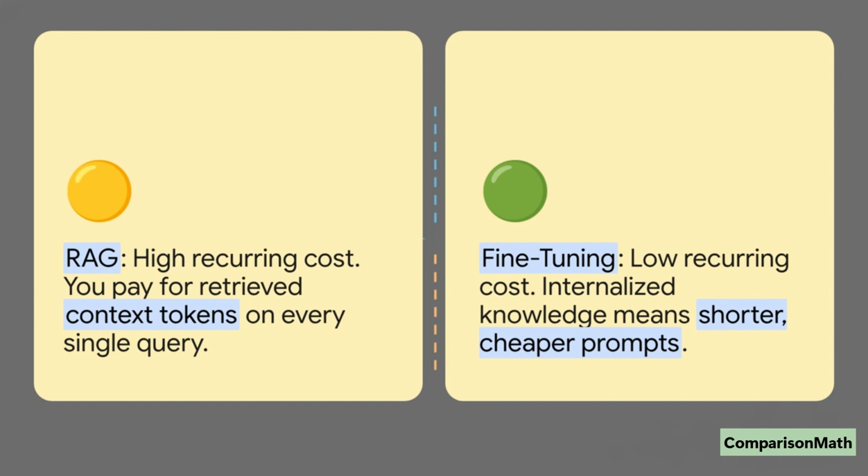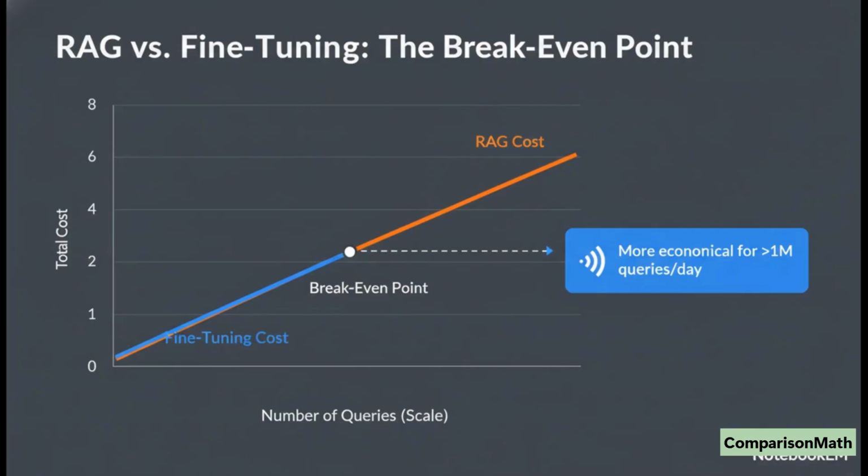You might be looking at around 3 cents a query. A fine-tuned model, though, it's already learned the information, so your prompts are shorter and your cost per query is way lower and much more predictable, often just a tiny fraction of a cent. So this all leads to a critical break-even point.